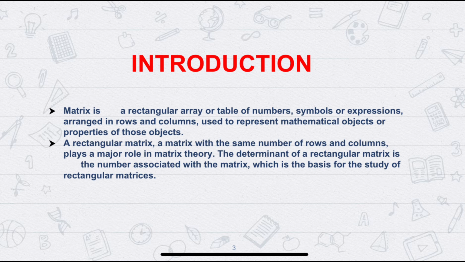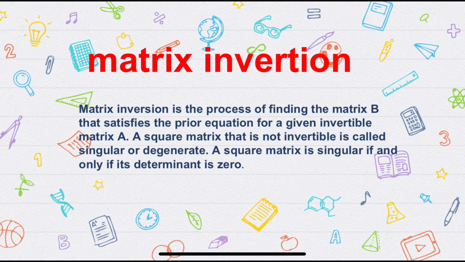of square matrices. To solve question number 1, I use matrix inversion method. Matrix inversion is the process of finding the matrix B that satisfies the prior equation for a given invertible matrix A. A square matrix that is not invertible is called singular or degenerate. A square matrix is singular if and only if its determinant is 0.